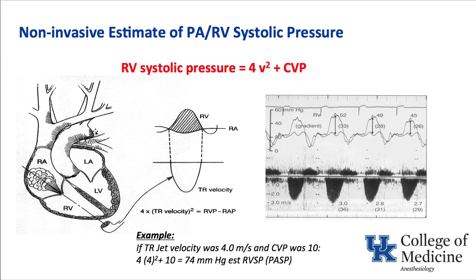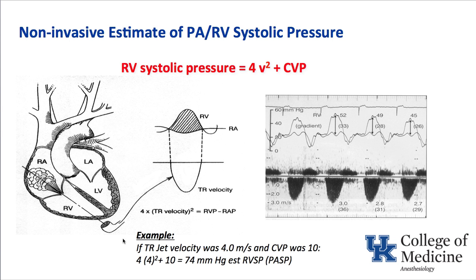And the way they do that is they line up a Doppler across this tricuspid regurgitant jet, and this jet will have a higher velocity if the pressure on the right ventricular side is much, much higher than the right atrial side. And the greater the differential in pressure between the right ventricle and the right atrium, the greater will be that velocity of the jet during systole. And there's an equation that can be simplified down to the one in red at the top: the RV systolic pressure equals 4 times the velocity squared of the tricuspid regurgitant jet plus the central venous pressure.